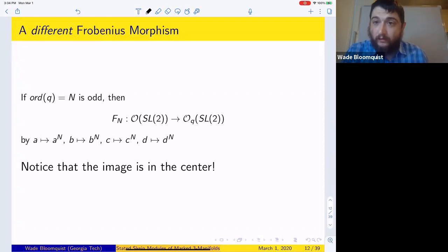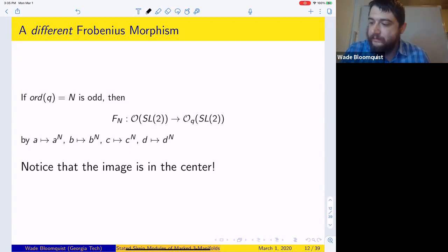And an important thing to notice is that the image of this map is in the center of OQSL2. And that's a pretty easy thing to observe, because you have a to the n needs to commute with b, say, but every time you move one copy across, you pick up a factor of q. You're doing that n times. You pick up a factor of q to the n. We said n was the order of q. So it's 1. It's a little bit harder to convince yourself about a and d, because we saw that, okay, wait, there was some messy commutation relations, but I do promise with a quick induction, you can work that kind of thing out. So this is a very classical kind of construction.